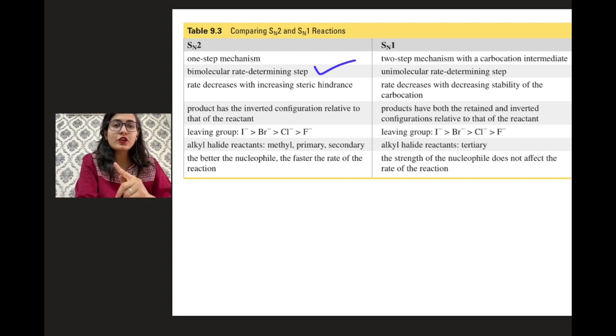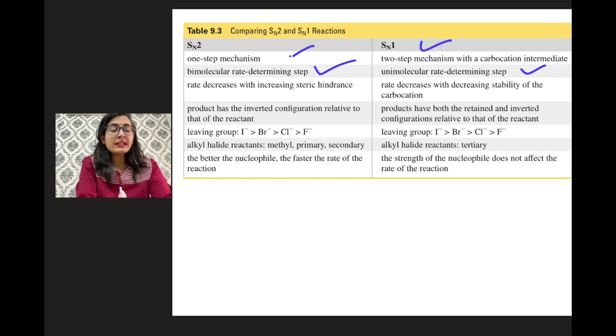One of them is the nucleophile and the other one is your substrate, the alkyl halide. But here in the SN1, it is a unimolecular rate determining step, that is, only one molecule is involved, that is the substrate. Second thing is, SN2 is a one-step mechanism because the direct backside attack is taking place. All right, and SN1 is a two-step mechanism with a carbocation intermediate. You don't get any intermediate in the SN2 reaction, right?